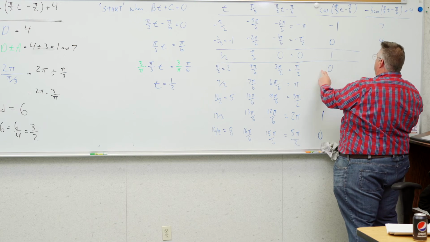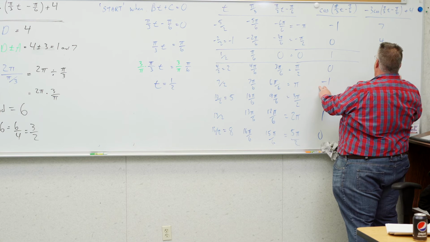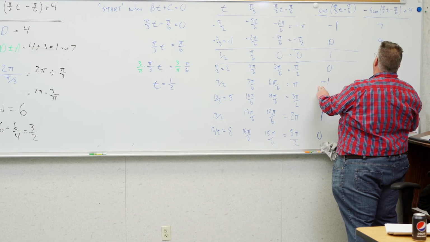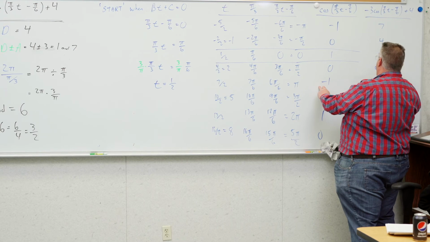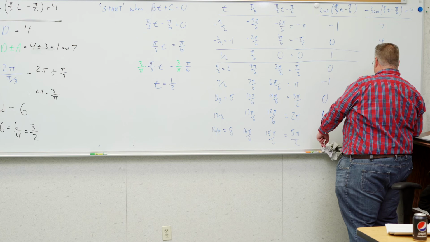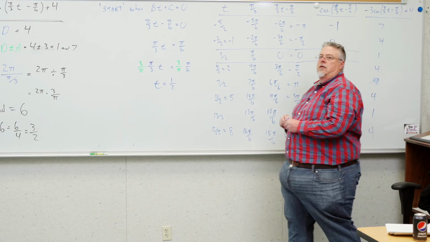Here I get 4. -1 times -3 is +3, plus 4 is 7. And I've got a pattern here. 7, 4, 1, 4. 7, that's going to give me a 4. That's going to give me a 1. And that's going to give me a 4.